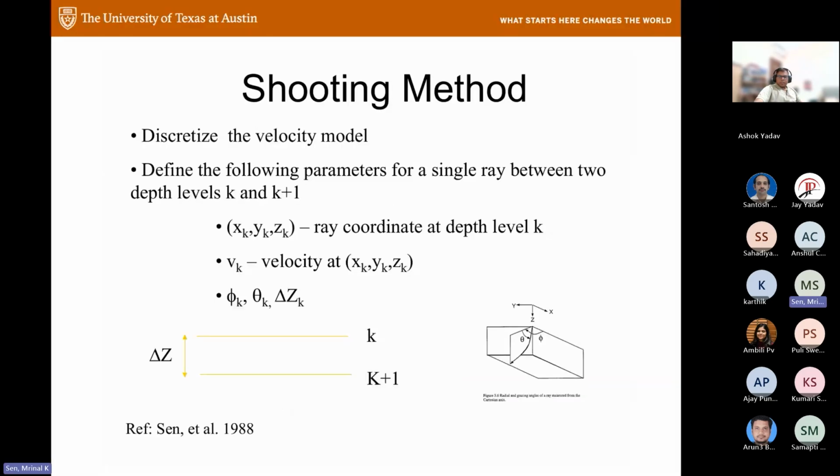So, the shooting method. One approach would be to discretize your velocity model, and we have this ray coordinate x_k, y_k, and z_k along the ray path, and v_k is the velocity at x, y, and z, and this is the takeoff angle and how it's changing as a function of this. So in 3D, you have both phi and theta. It's shown here in this diagram.